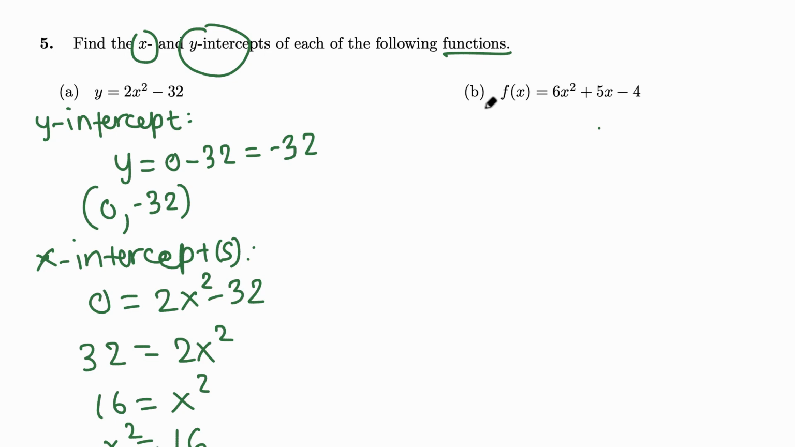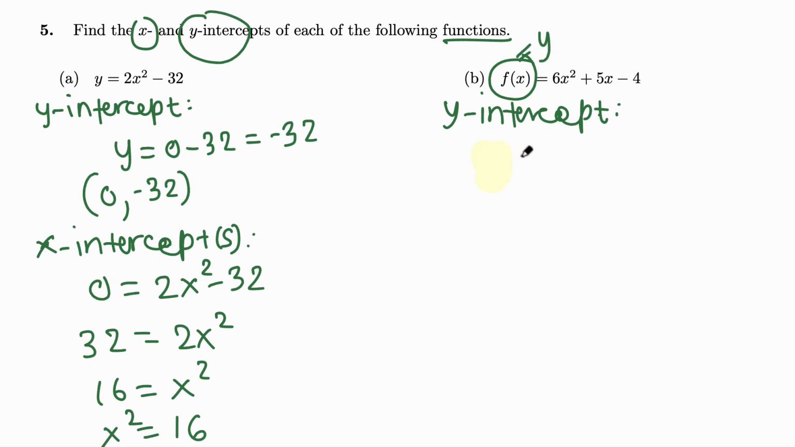In part B, in the same way, let's find the y-intercept first. This function f(x) is in fact y. We can always write that as y. So for the y-intercept, we set x to 0. Okay, my bad. So y equals 6 times 0 squared, so 0 plus 0 minus 4, just negative 4. That means the y-intercept is (0, negative 4).